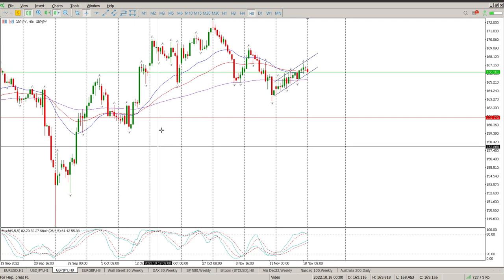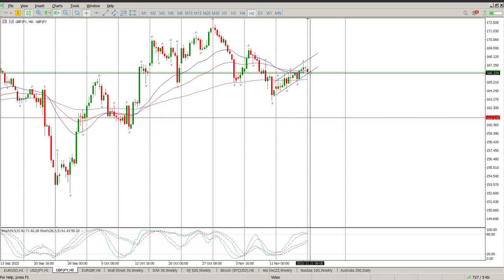Moving on to pound, British pound, Japanese yen. We're still very much in this channel. Nothing's really changed from yesterday, or from last week. In the channel, moving average is flat. This is brewing for something. Oscillators group to the upside. Everything is telling us this is more than likely going to be a break to the downside.